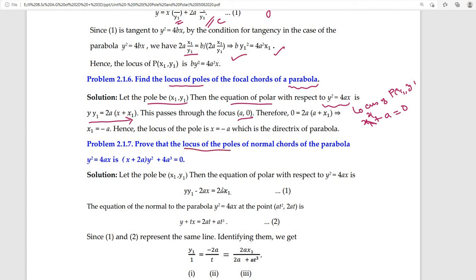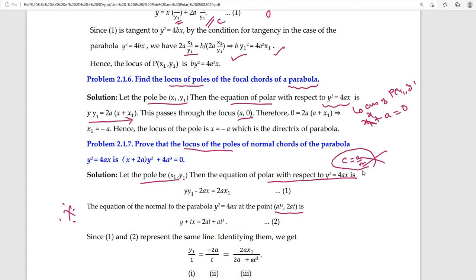Now the next one is similar to the tangent problem, but in the case of tangent we know the condition for tangency, namely c is equal to a by m. So here, as it is not practical to remember the condition for the normal, what we do is we adopt this method. We write for the locus of poles, we start with: let the pole be P(x1, y1). Then the equation of the polar with respect to the curve under consideration is this.